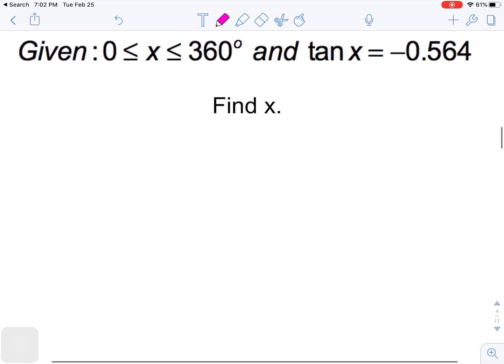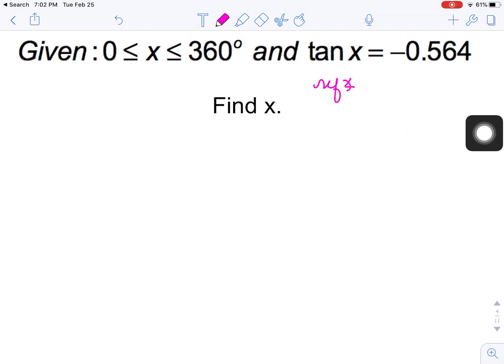The next thing I'd like to do is find an angle that just doesn't fall nicely on the unit circle. None of the coordinates that we know will give us a tangent of 0.564, negative or positive. So we're going to start this process very much like we have been doing up to this point by finding our reference angle. Our reference angle we're going to find with the calculator this time. So we'll do inverse tangent of the positive 0.564. Because that's what will give us our reference angle.